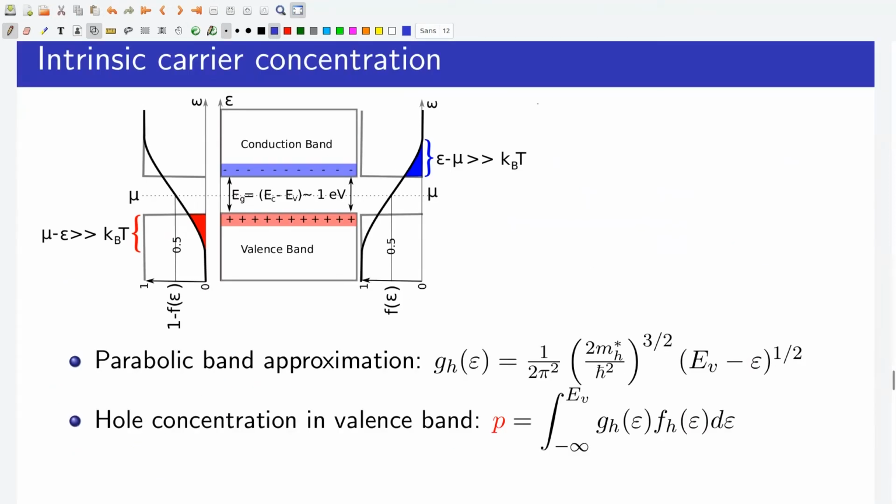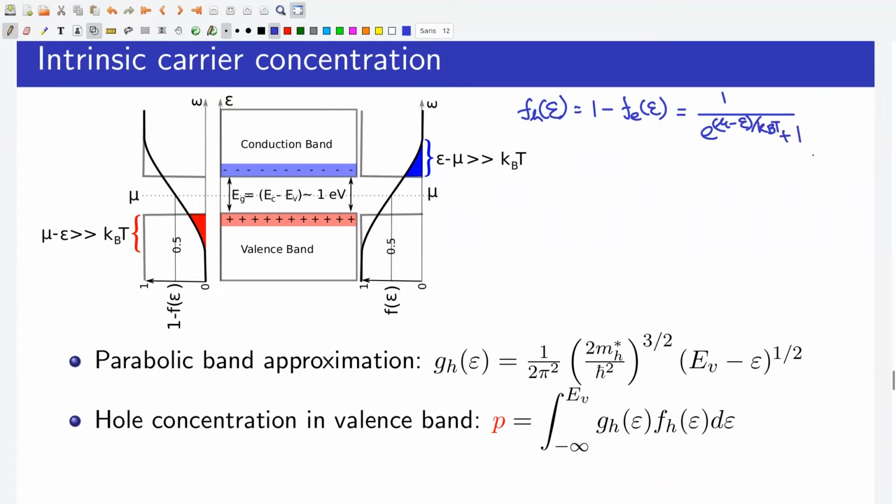Now, let us find the equilibrium concentration of holes in the valence band. First, note that the hole distribution function is related to the electron distribution function by F hole is equal to 1 minus F electron, such that we get 1 by e power (mu minus energy) divided by kBT plus 1.